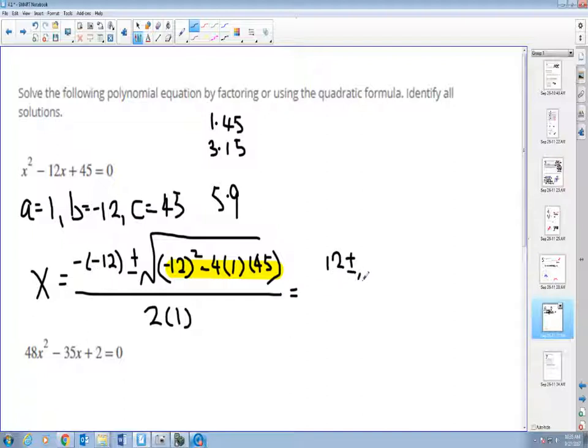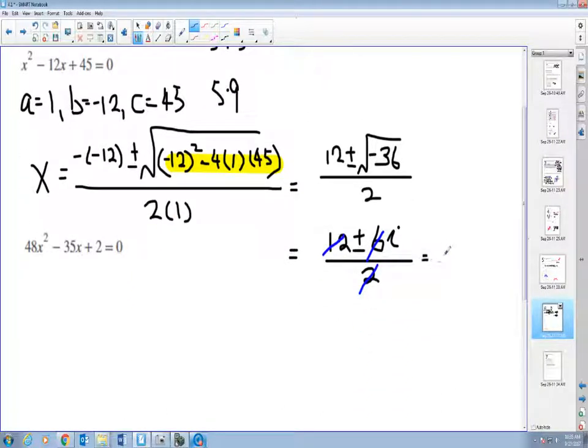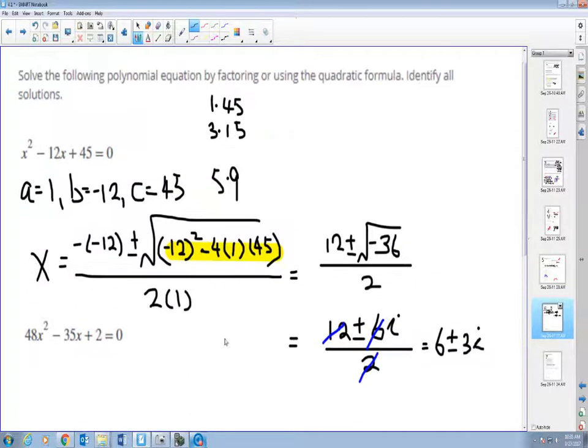Plus or minus the square root of negative 36 over 2. The square root of 36 is 6. The square root of negative 1 becomes my i. So that's 12 plus or minus 6i over 2. When all the numbers on the outside can be reduced, we will reduce them. If I reduce all of them by 2, my answer will be 6 plus 3i or minus 3i. So technically, I do not have any x-intercept, but these two are my solutions to the equation. Or these two are my zeros of the function.